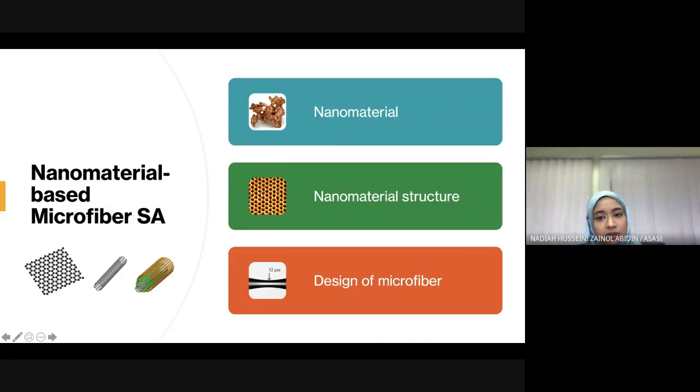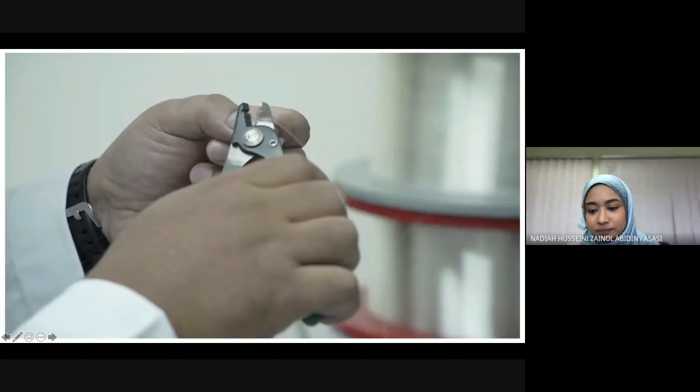So there are three things to consider when you are constructing your nanomaterial-based microfiber SA. The first one is knowing your nanomaterial. The second one is to know the structure of your nanomaterial. The third one is to know the design of your microfiber. The microfiber is sometimes also called a substrate, right? So we need to know what the design is. Okay, I'm a little bit tired, so let's watch a video.